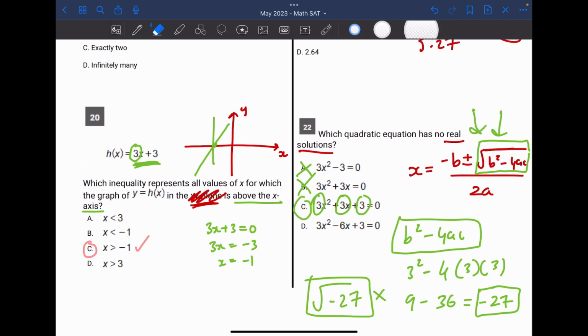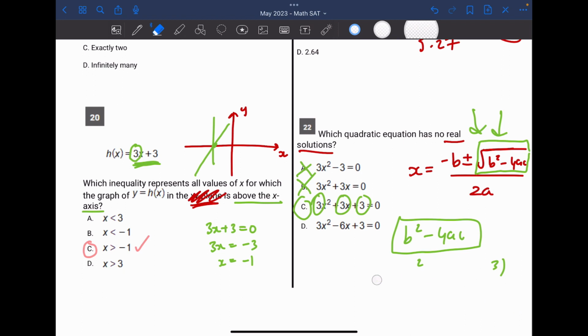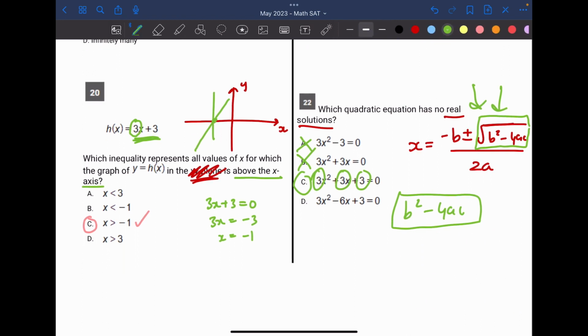But just to make sure, we found the answer, but let's make sure that D is also a real solution, just so that we know we are correct. So yeah, let's do it again. B squared is -6. So -6 squared minus 4 times A is 3, so 3. C is 3 as well, so 3. -6 squared is the exact same as 6 squared. It's 36. Then minus 4 times 3 times 3 is 36. So 36 minus 36 is 0.